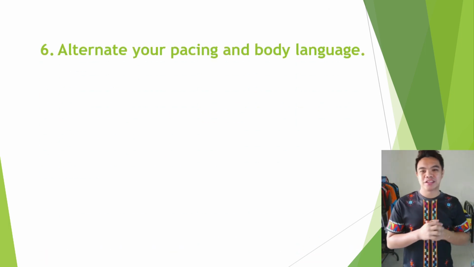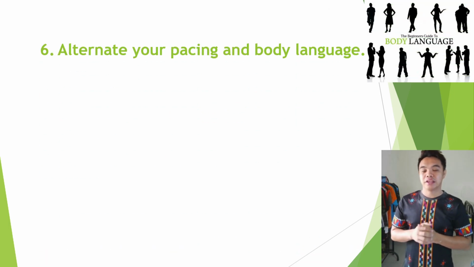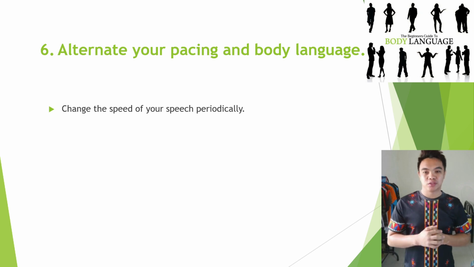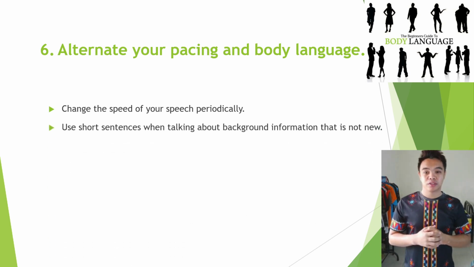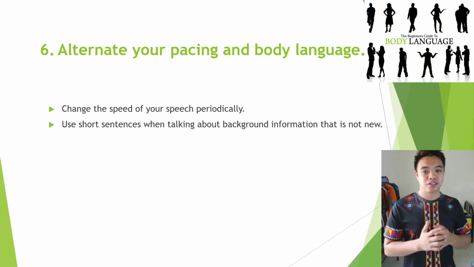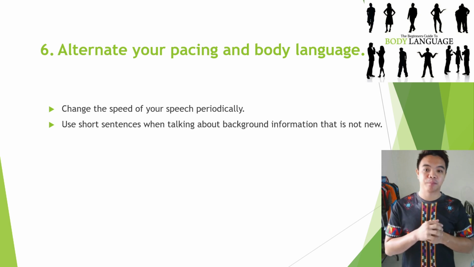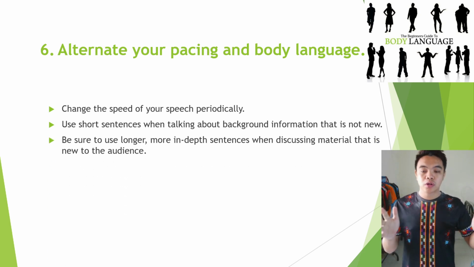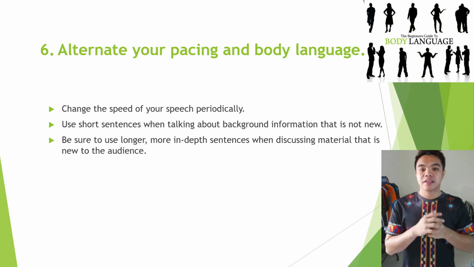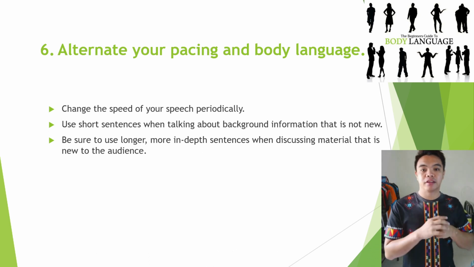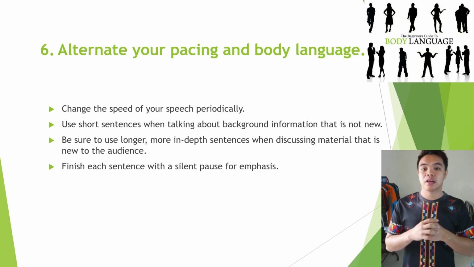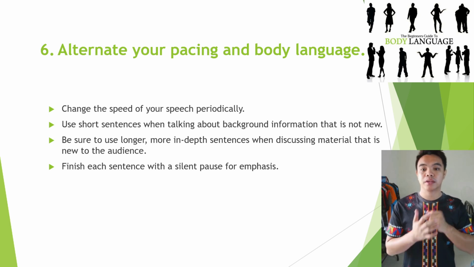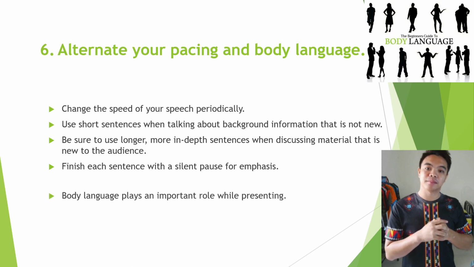The sixth way is alternate your pacing and body language. It is important to change the speed of your speech periodically. People understand background information that is not new, so use short sentences when talking about the information. But be sure to use longer and more in-depth sentences when discussing material that is new to the audience. Finish each sentence with a silent pause for emphasis, but don't become predictable in your speech pattern.